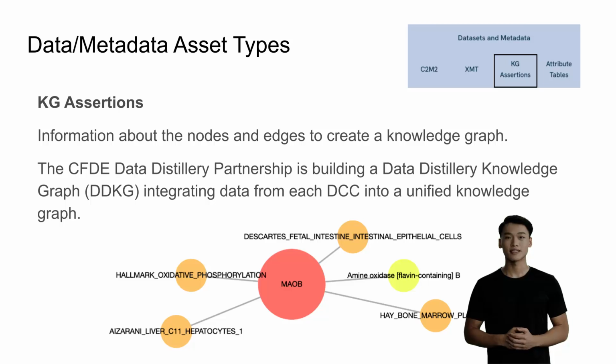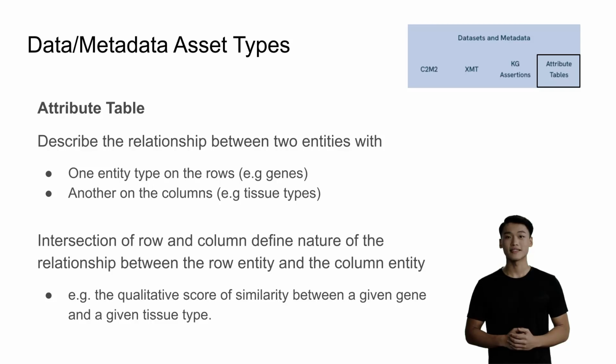Knowledge graph assertion files contain information about the nodes and edges that could be used to create a knowledge graph. The CFDE Data Distillery Partnership is building a Data Distillery Knowledge Graph, DDKG, that integrates data from each DCC into a unified knowledge graph. Attribute tables are matrices that describe the relationships between two entities with one entity type on the rows, for example genes, and another on the columns, for example tissue types. The intersection of a given row and column is then a value defining the nature of the relationship between the row entity and the column entity.